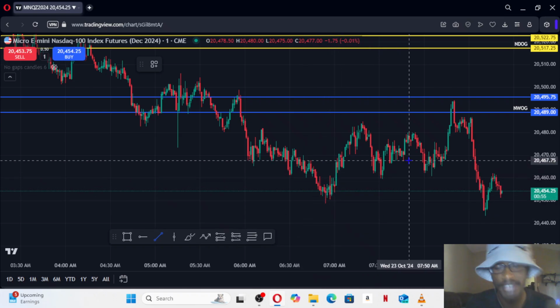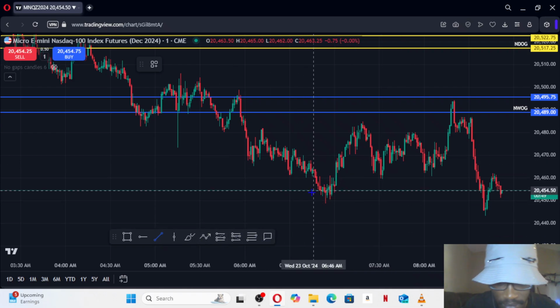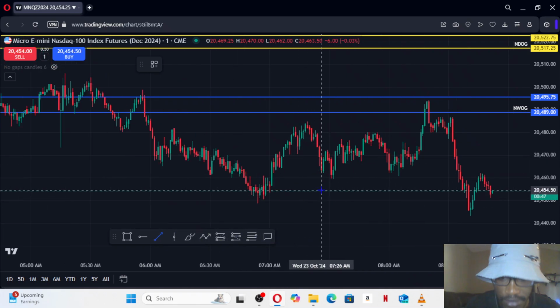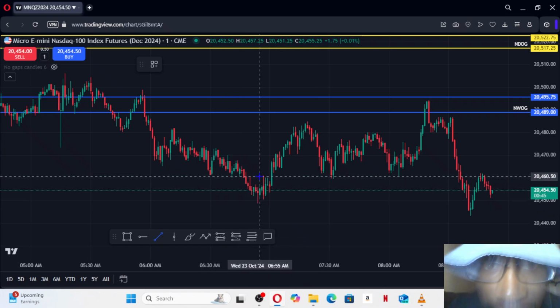But so we had this move up. So where's the last down candle? So you can start drawing your trend line or start anchoring it. So the last down candle.